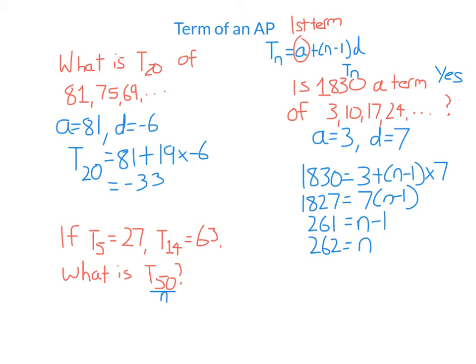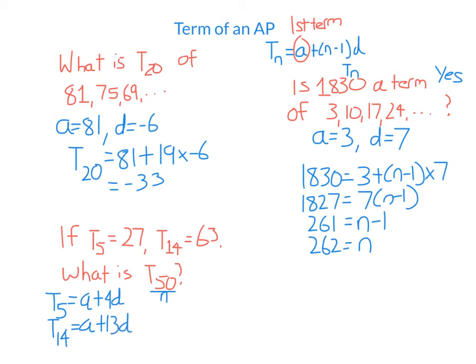Sometimes you will need to do a little bit of work to find what A and D are. So I'm going to use these two terms to find A and D. If you know two terms in an arithmetic sequence, you can find any other term. T5 of any arithmetic sequence is equal to A plus N minus 1, so 5 minus 1 is 4, A plus 4D. In any arithmetic sequence, the fifth term is equal to the first term plus 4 times the common difference. Similarly, the 14th term is A plus 13D.